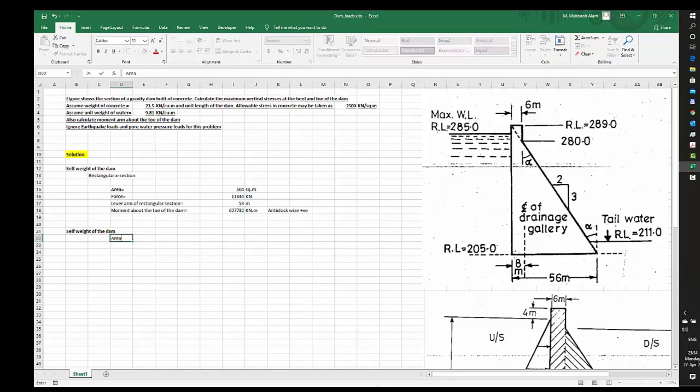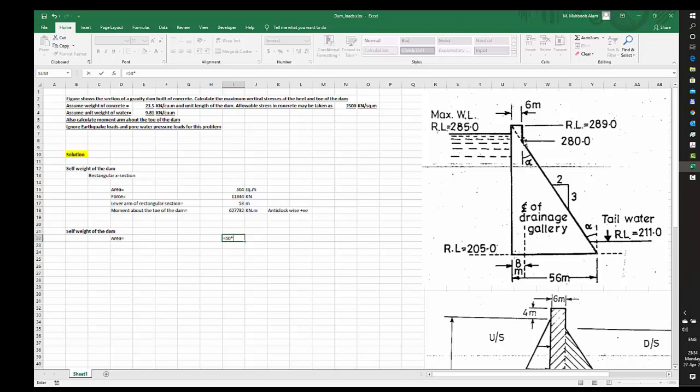First I'll calculate the area. Now what should be the area of that? The base of this is now known to you. The total is 56. 56 minus 6 is 50. So the base is 50 meters. So it's equal to 50 multiplied by the height.